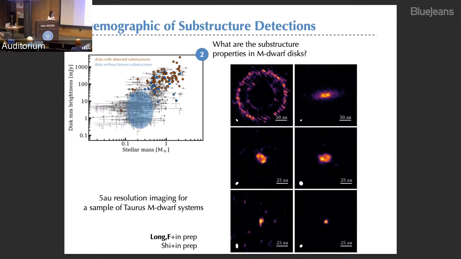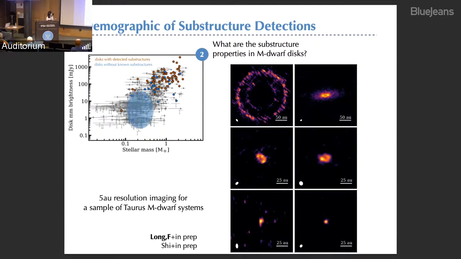Now we are also starting to explore the disks around M dwarfs, trying to probe this empty parameter space. So here I'm showing some initial results. I should mention that disks around M dwarfs are generally much fainter, as you can see, and much smaller in size. Probing them requires even higher resolution. So that's why it's barely explored at the initial stage.